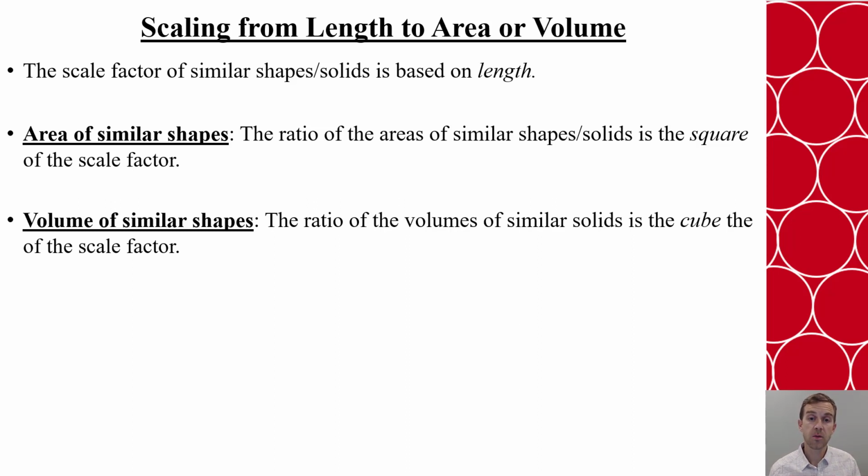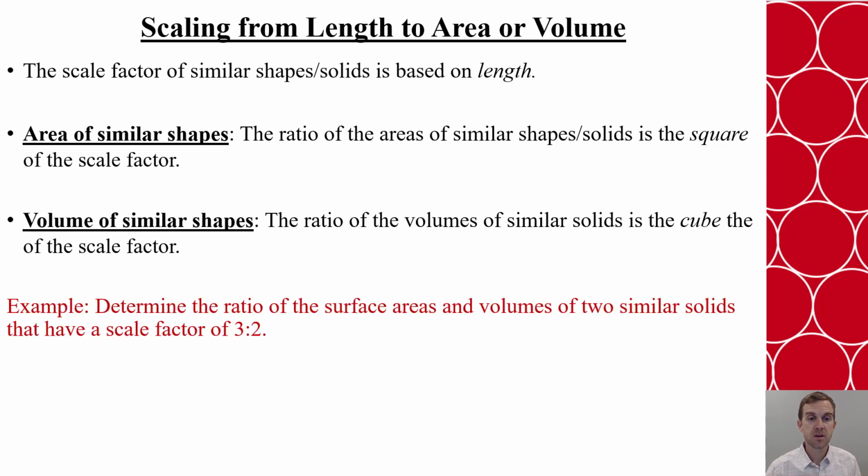With volume, we will cube that scale factor because that scale factor must be applied to the length, the width, and the height. So those are key components when we're looking at similar solids as we move up into this progression. So let's say we want to determine the surface areas and volumes of two similar solids that have a scale factor of 3:2. That means that the ratio of the sides of the solids is 3:2.